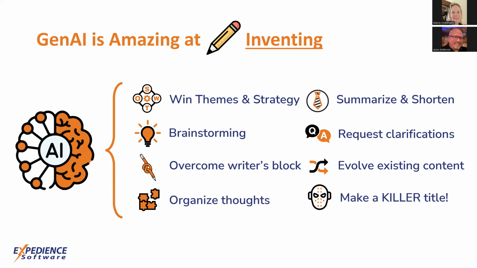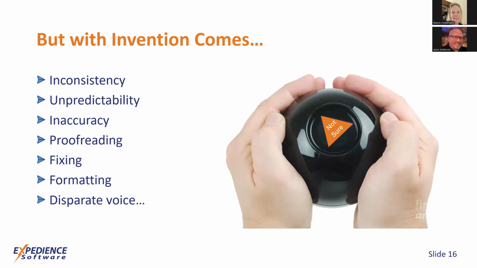The last example is a killer title or exec summaries. These things come at the end of a long, exhausting road, right? We've created a proposal and now we're trying to summarize it. Oh, we're out of gas, we're out of time. Gen AI can be a very helpful tool for taking a bunch of concepts or content and saying, give me a killer title, give me a one paragraph summary of everything here that I can use to help evolve or iterate my exec summary. So we all know, but with invention comes problems.